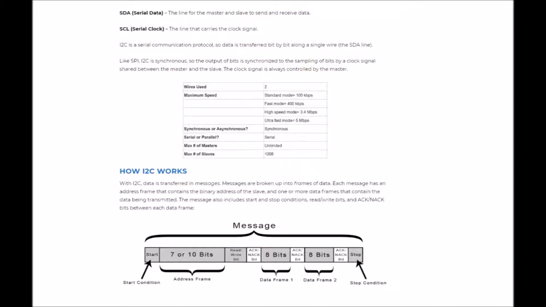The message: there's a start condition, an address frame which is 7 or 10 bits, then a read or write bit, then an acknowledge or not acknowledge bit, then 8 bits, data frame 1, acknowledge or not acknowledge bit, 8 bits, data frame 2, acknowledge or not acknowledge bit, and a stop condition.